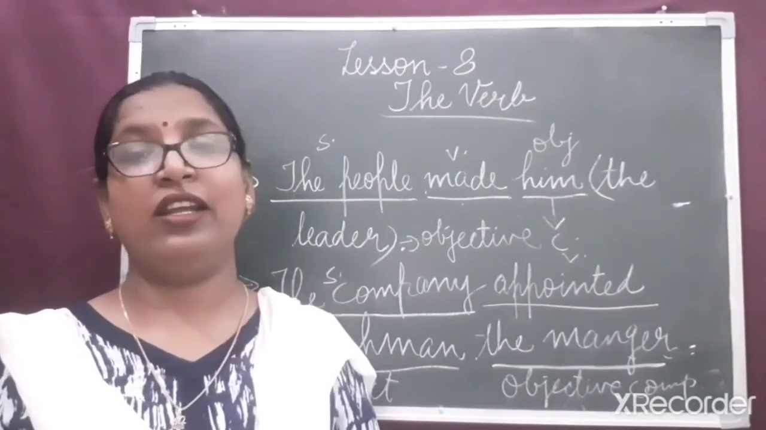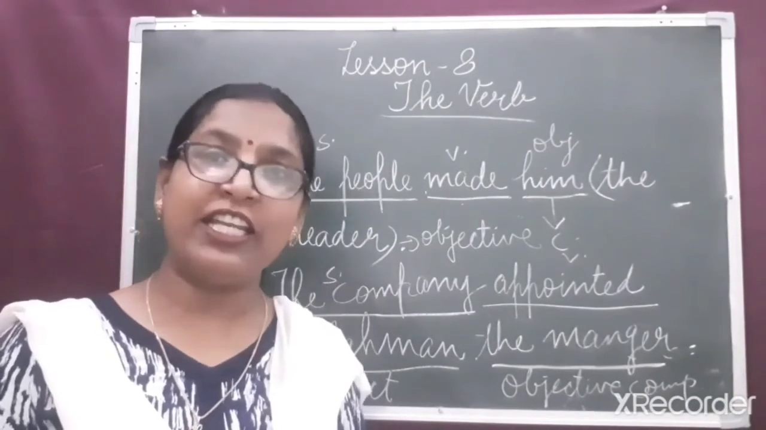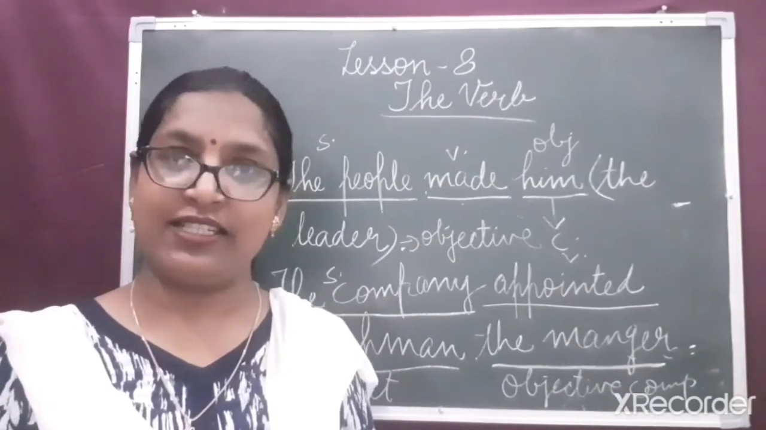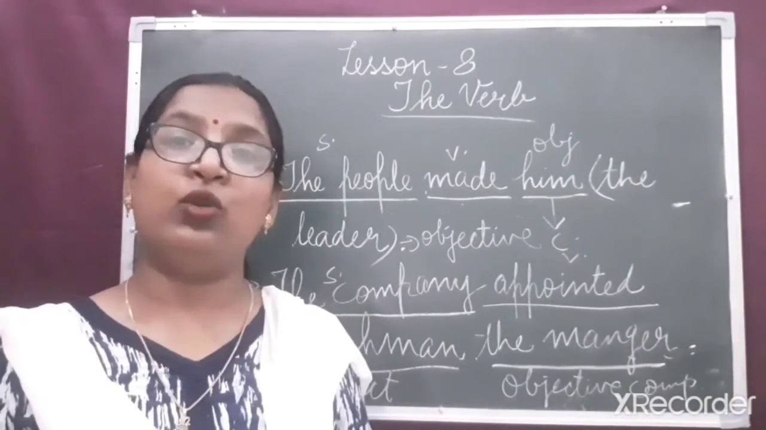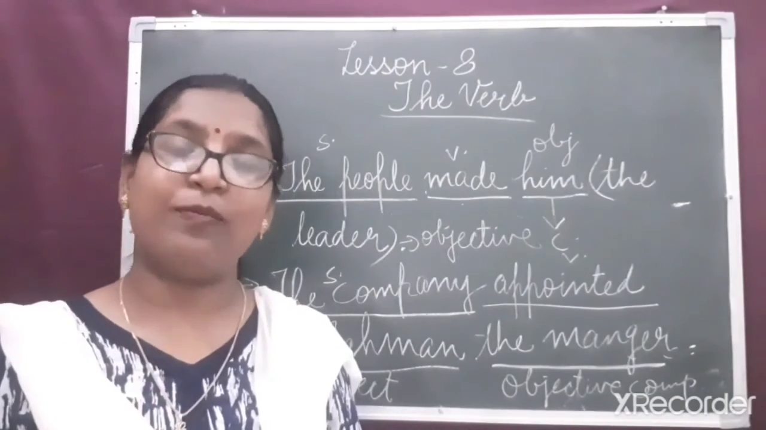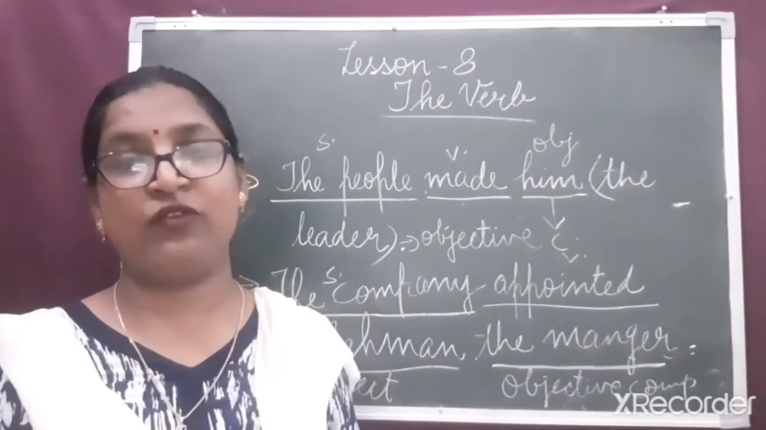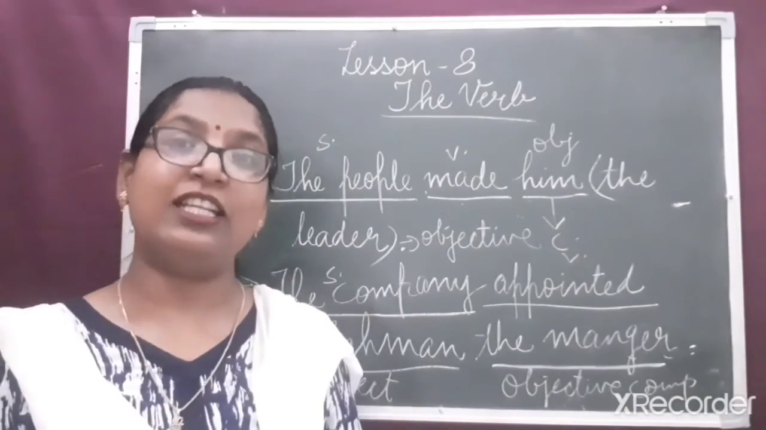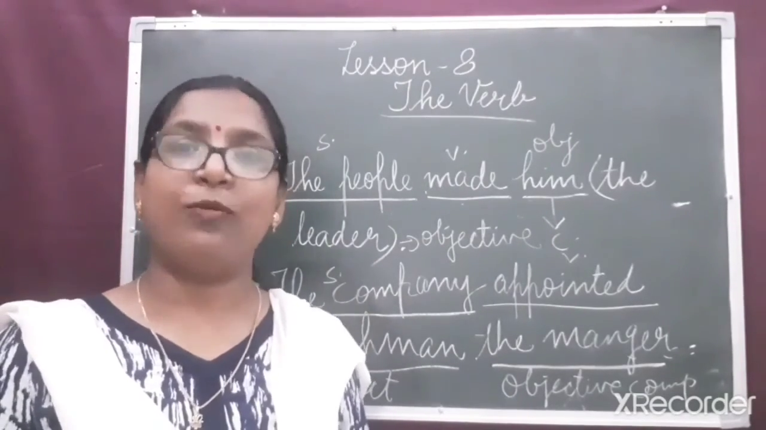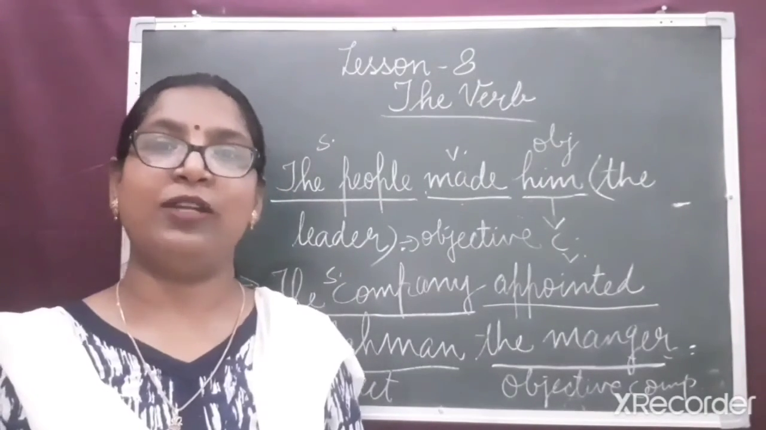And dear children, I told you the group of words which are used to complete the meaning of the sentence are known as the complement. When this complement refers to the subject, it is known as subjective complement, and when it refers to the object, it is known as objective complement.